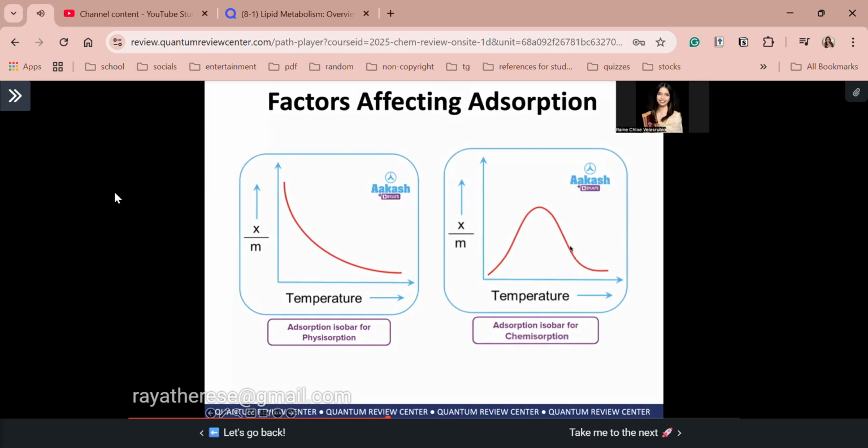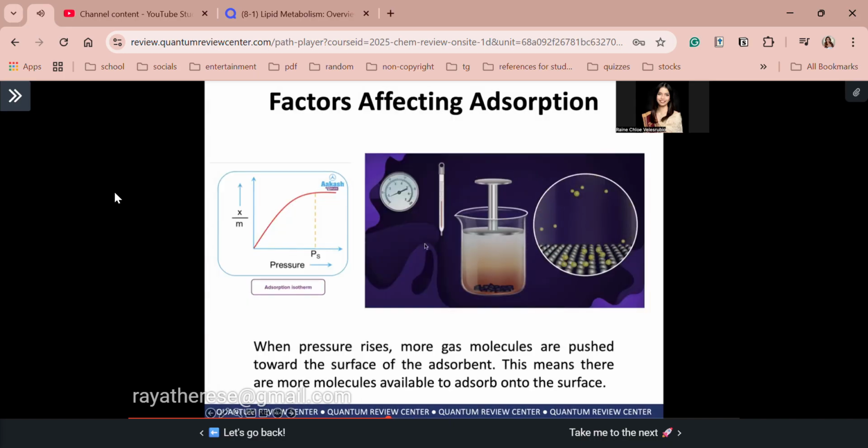So again, guys, when pressurized, more gas molecules are pushed towards the surface of the adsorbent. Imagine you guys, nag-push kayo ng piston dyan. O syempre, pinipilit natin yung molecules na dumikit sa surface. That's why, as pressure increases, as shown here, adsorption also increases, until the surface is fully covered. So, syempre, may maximum lang na sites available for adsorption sa ating surface or adsorbent. That's why, meron tayong maximum pressure na ma-attain dito.